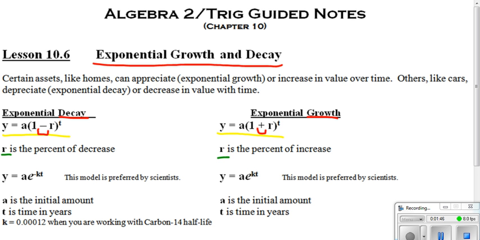So, in all of these cases, r is the percentage of increase or decrease. So if it grows by 10% or if it decreases by 30%, it would be that percentage of increase or decrease that is expressed in a decimal value. So if it was 30%, you would use 0.3. If it was 5%, you would use 0.05.